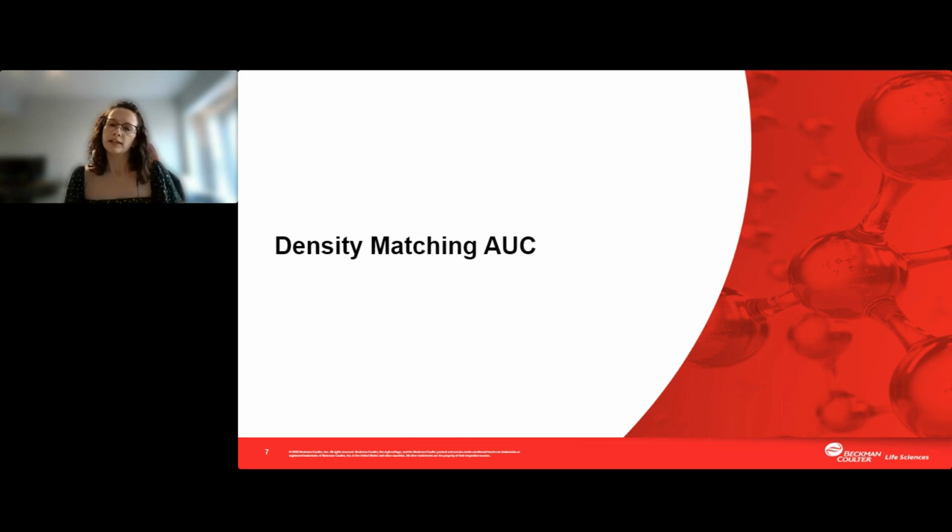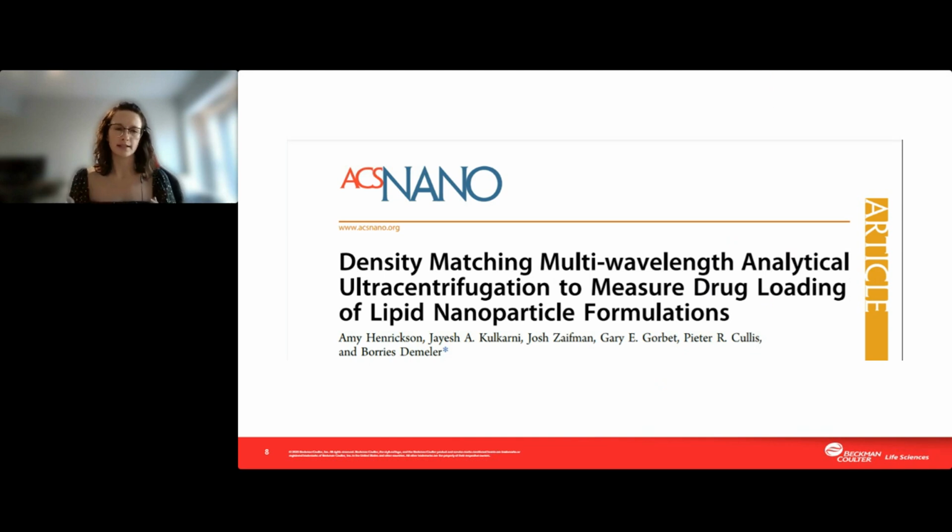So now we'll be moving into the density matching AUC. We've published this work in ACS Nano. We performed it at the University of Lethbridge under my professor there, Dr. Borries Demeler, and we did it in collaboration with Dr. Peter Cullis's lab at UBC. If you want more details on what I'm going to be discussing here today, feel free to check out the paper or send me any questions that you might have.